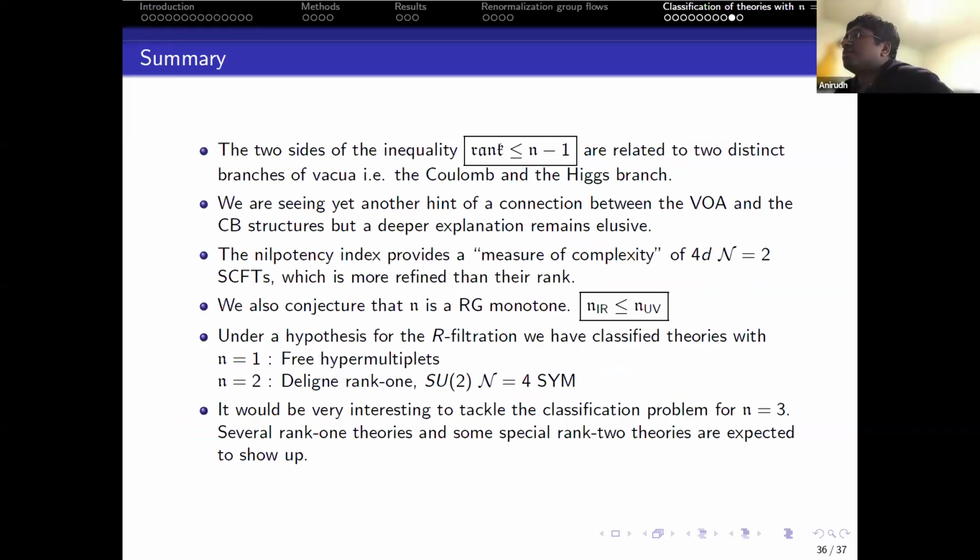I'll just conclude with a few summary points. So we have two main conjectures. First is this: rank is less than or equal to n minus 1. This hints at something like a VOA and Coulomb branch structure correspondence, but what is deeply inside is not clear. And then we also found that this was like an RG monotone. It decreased under RG flows, and under this R filtration hypothesis, we classified these theories. It would be interesting to do it for n equal to 3, and so on. So that's a future direction that one can try. So that's it, and thank you.